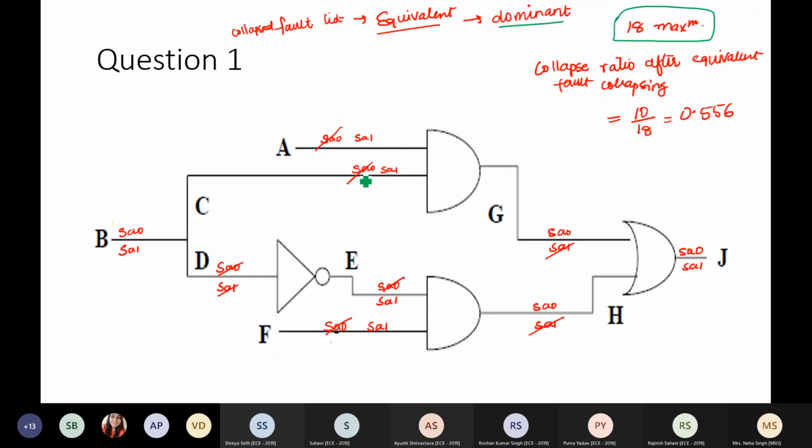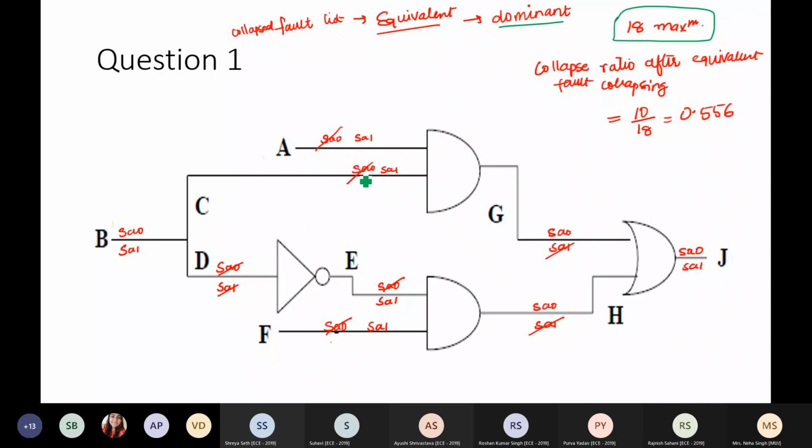This fan-out doesn't have any equivalent fault, because if there is a fault on wire C, it is not affecting wire B. Similarly, it is not affecting wire D. The faults are not equivalent, so we should consider all the faults. All the faults are considered as they are.